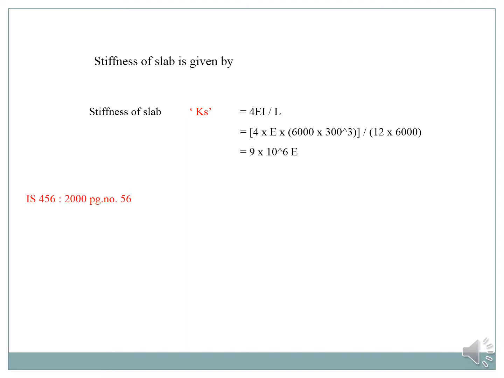From our IS 456 2000, page number 56, the alpha C formula is there. So alpha C is equal to Kc by Ks, which is 2 into 1.67 into 10 power 6 E divided by 9 into 10 power 6 E. So alpha C is equal to 0.37. Then IS 456 2000 page number 56, table number 17, the ratio L1 by L2 is equal to 1 by 1, which is 1. So alpha C minimum is equal to 0.7.